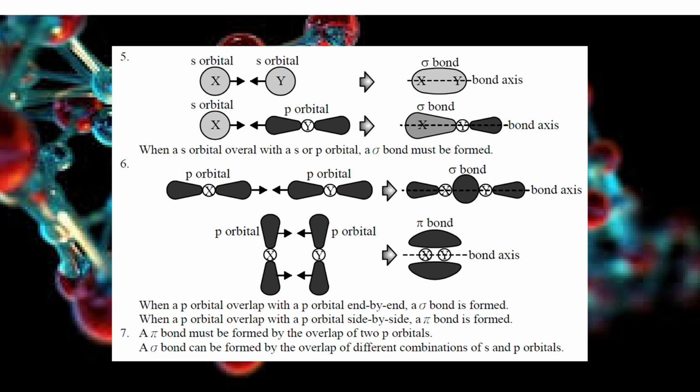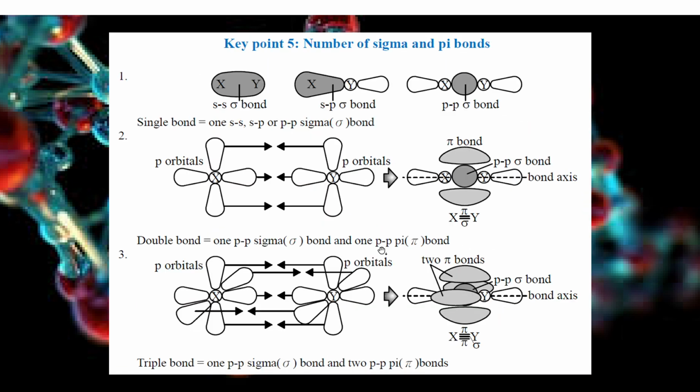But when will a pi bond be observed? It is in the situation of a double bond and triple bond. Look here: this is s-s sigma bond, s-p sigma bond, p-p sigma bond. So when do we have the pi bond? For the single bond, it must be sigma. For the double bond, it must be 1 pi and 1 sigma. For the triple bond, it must be 1 sigma and 2 pi. The end-to-end one and the sideways one. So these are the rules to remember.